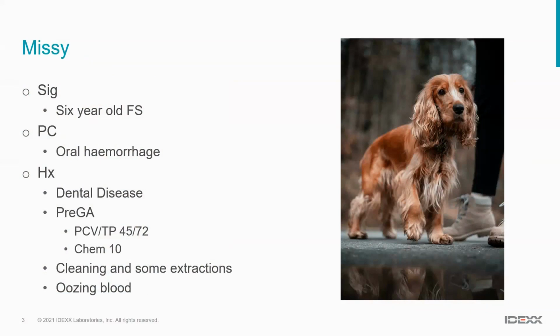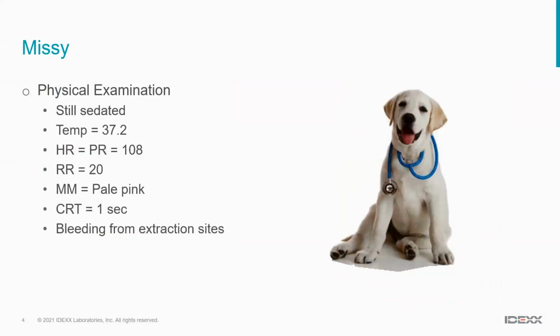As part of that procedure, she had a pre-anaesthetic screen that consisted of a PCV and TP. You can see the PCV and TP were normal at 45 and 72, and a Chem 10 screen, and all of those parameters were within reference intervals. So she had a dental cleaning and she needed 2 or 3 extractions done. The vet, who was very experienced, just noticed that there was some blood oozing from the extraction sites, and despite their best attempts at hemostasis, it just wouldn't stop. So she was referred for further evaluation.